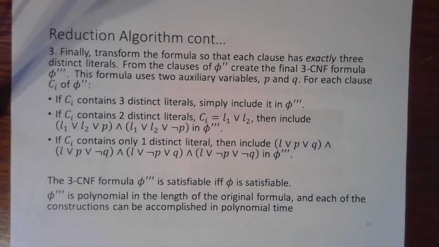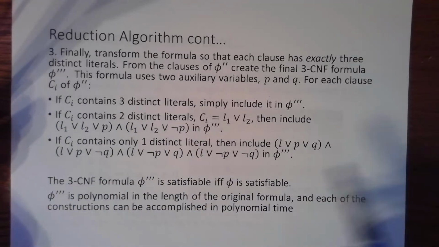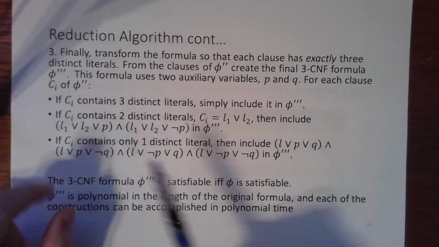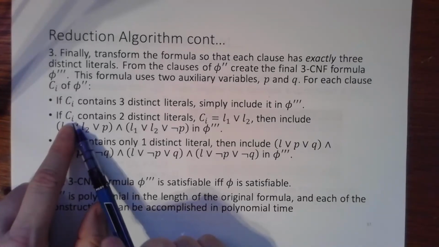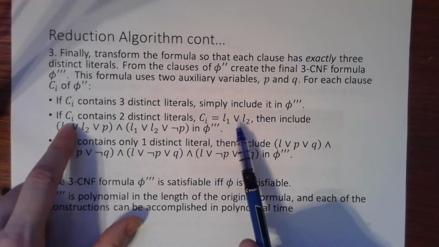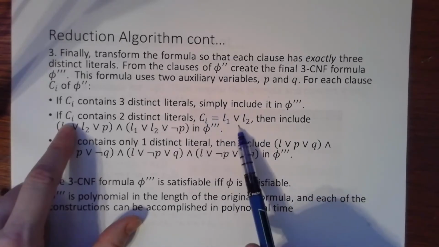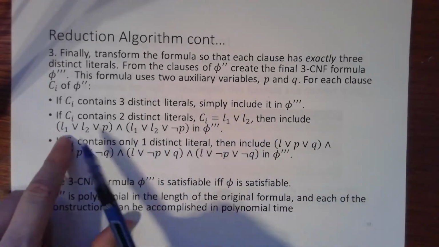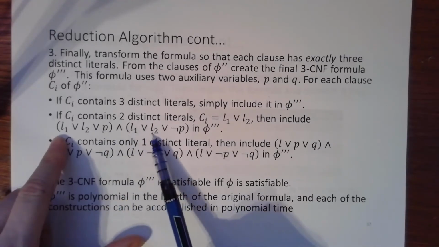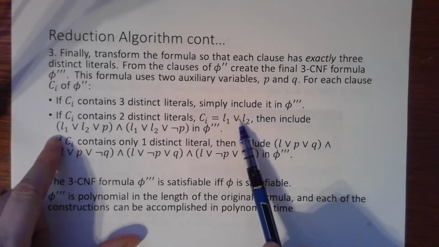So we're going to go through all of the expressions that we generated, and if we already have 3 literals, then that's great. We just keep them as they are. But if we have a clause that only has 2 distinct literals, so literal 1 or literal 2, then we would replace that clause with 2 different ones, L1 or L2 or P, and L1 or L2 or not P. Now this is logically equivalent to the original one.